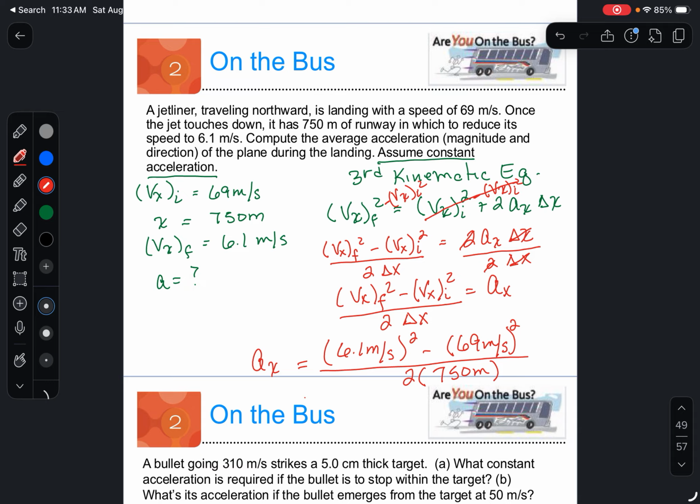And I'm kind of running out of space. The acceleration will equal negative 3.1 meters per second squared. So this is your answer. Acceleration is negative 3.1 meters per second squared.